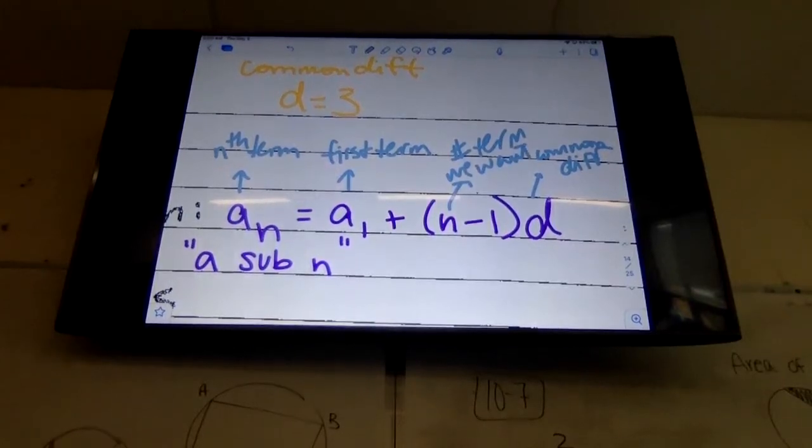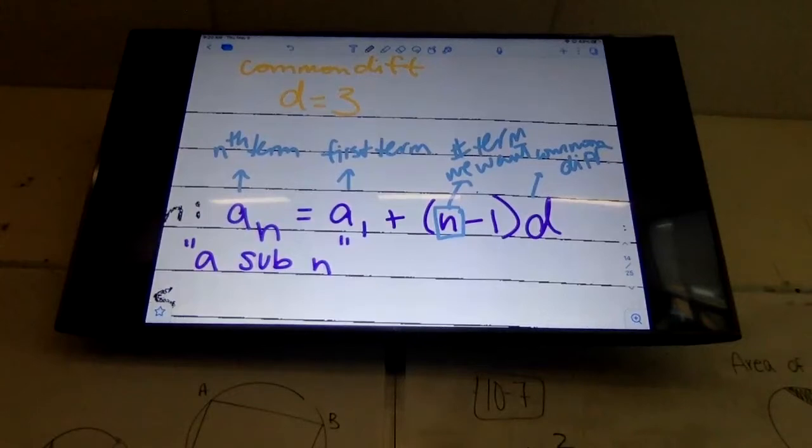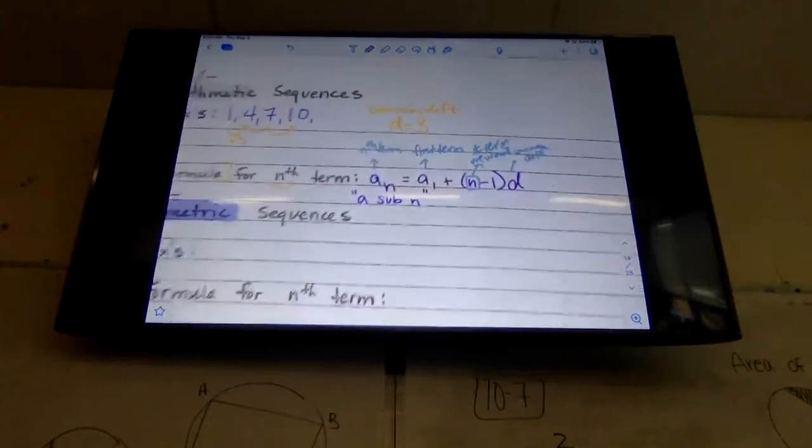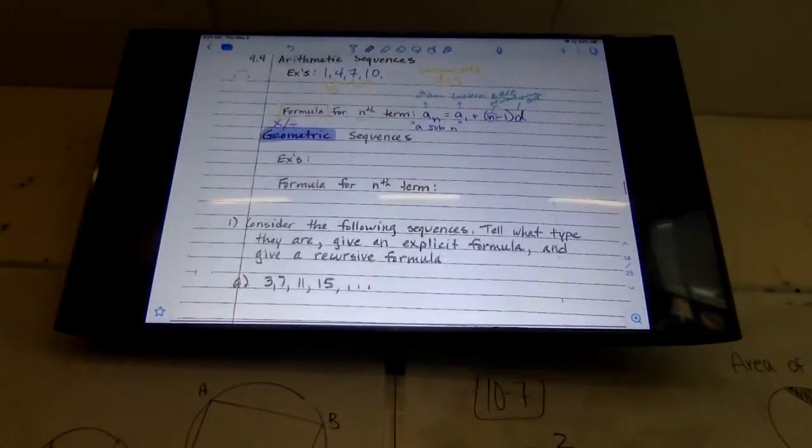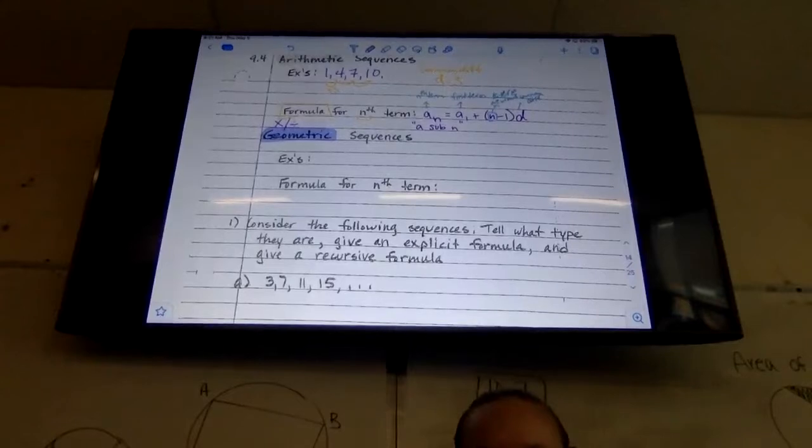So if I want the 17th term, then n is 17. If I want the 5th term, then n is 5. So A sub n and n are two different numbers, and that sometimes is confusing to us. Okay. We're going to use these in a second. Actually, let's just go ahead and use it right now. Let's do an example with this right now, and then we'll learn geometric.